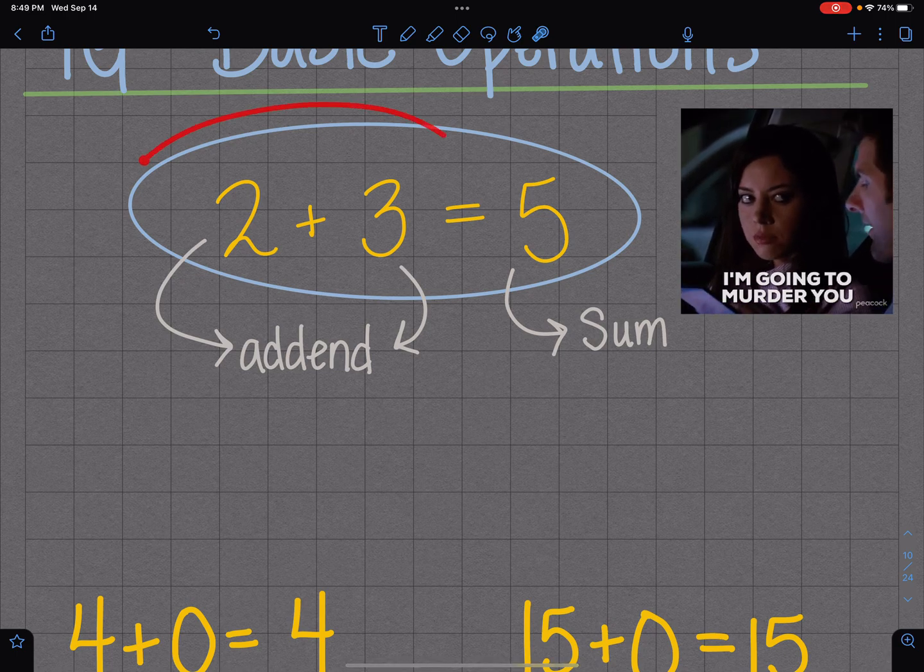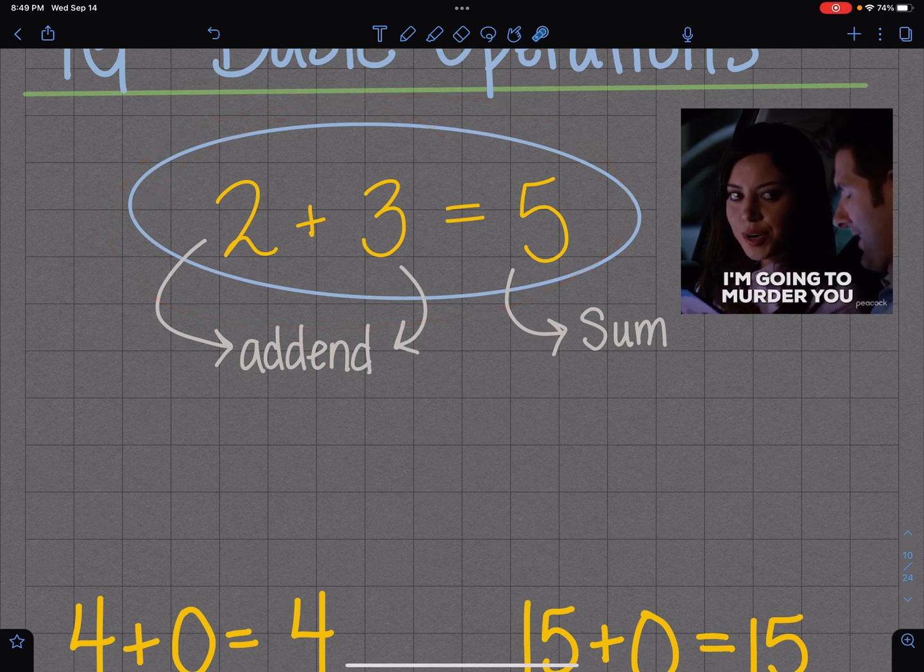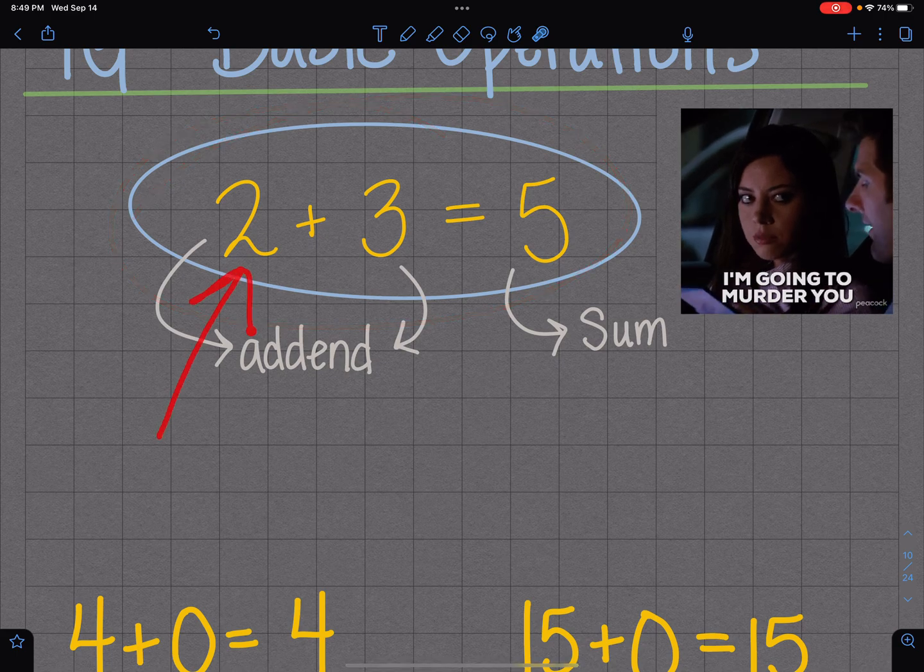Addition. All they want you to know for this review is that each of these numbers, when you're doing an addition problem, is called an addend. Remember that? The answer when you do an addition problem is called a sum.